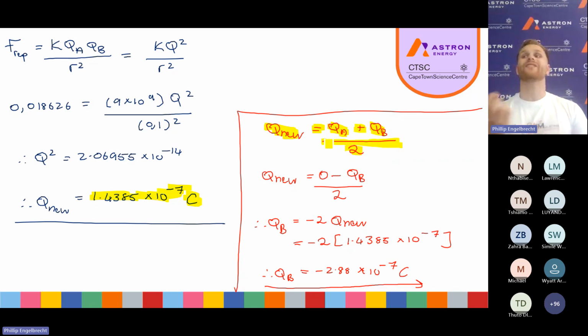Sphere B got given a negative charge. That's why we say it's negative over here. Okay? I made the original charge of sphere B the subject of the formula. So the original charge of sphere B just became -2 times the new charge. Okay? And then I typed this into my calculator. And I got this value over here. All right? I hope that makes sense.